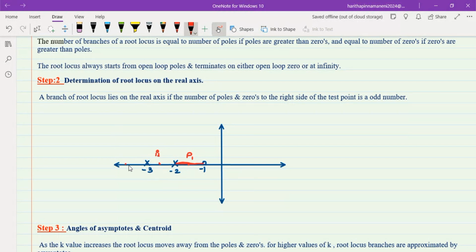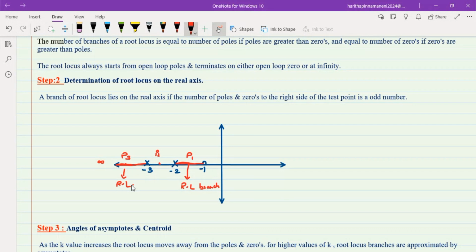Next, take another test point to check whether the root locus exists between this -3 and infinity. So take the test point as P3. To the right of this test point, how many poles and zeros are there? 1, 2 and 3. So total 3 poles and zeros are existing. 3 is an odd number. Therefore, the root locus branch will exist between this pole and infinity. So this is nothing but the root locus branch. So on the real axis, the root locus exists at these two positions. This is the root locus branch, and this is also the root locus.